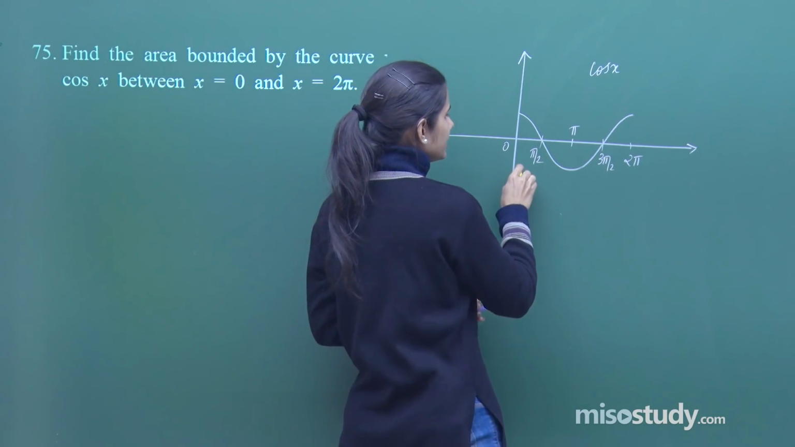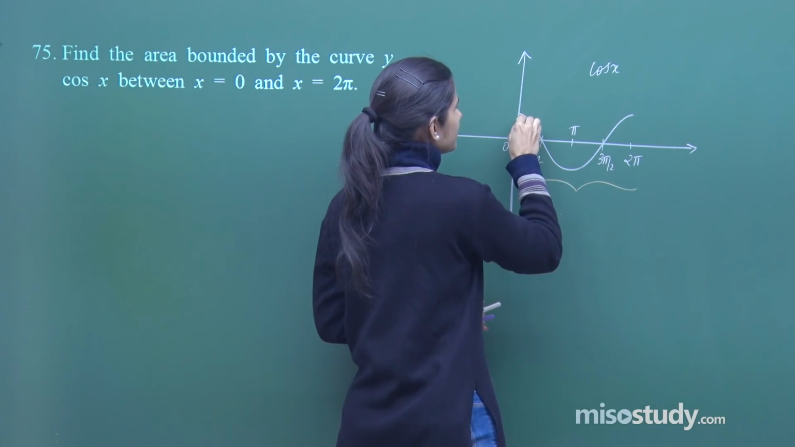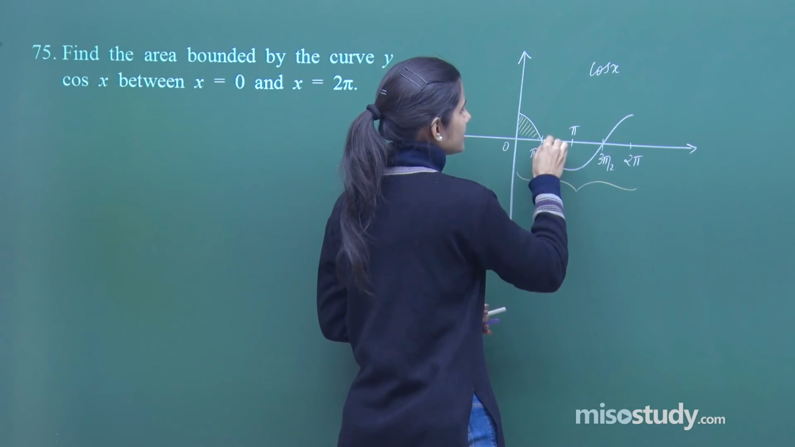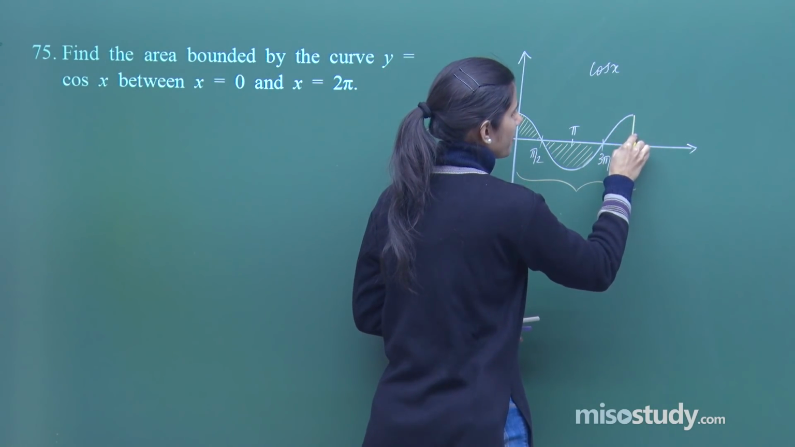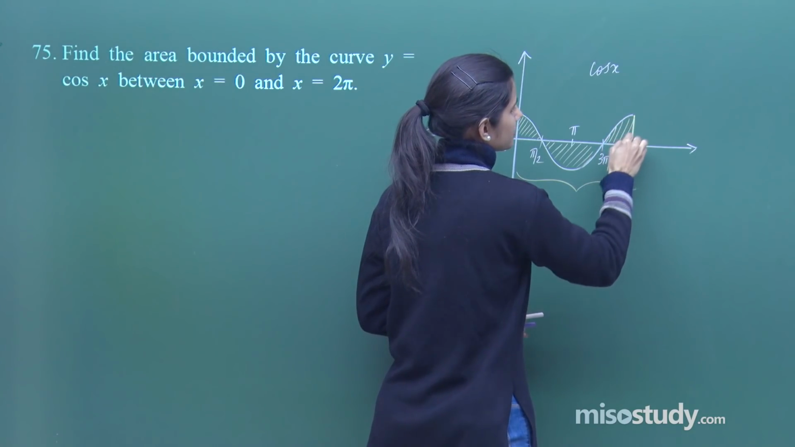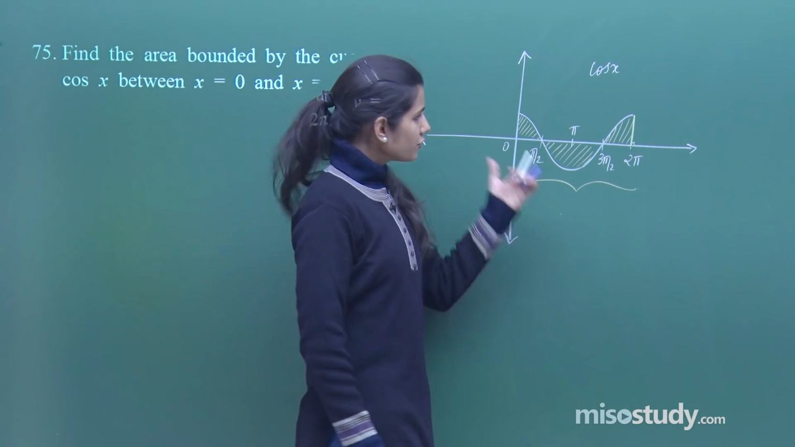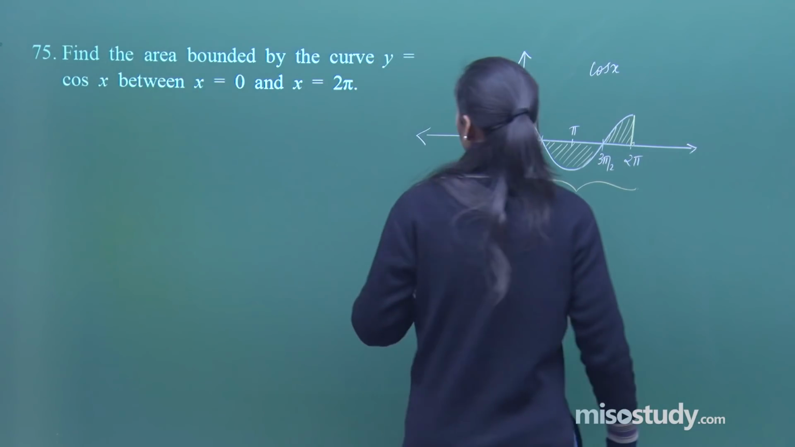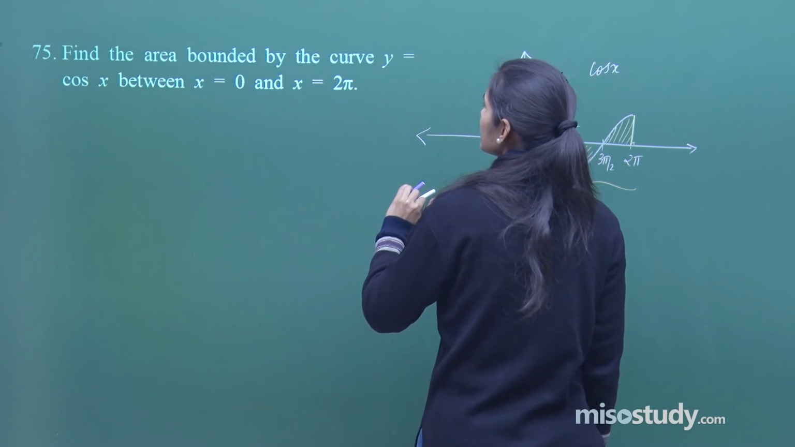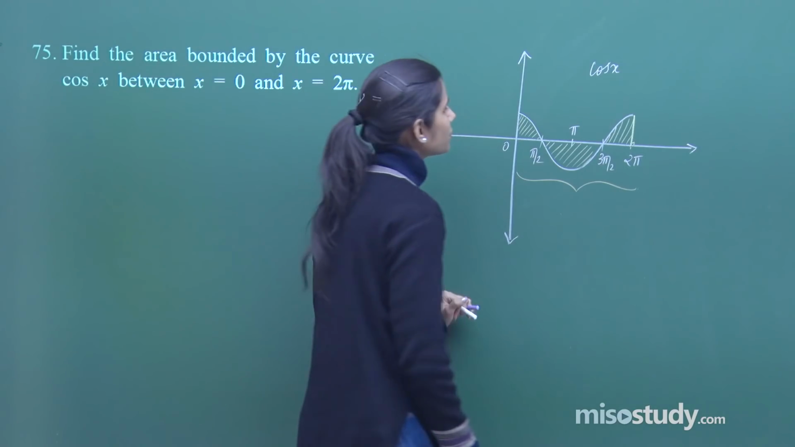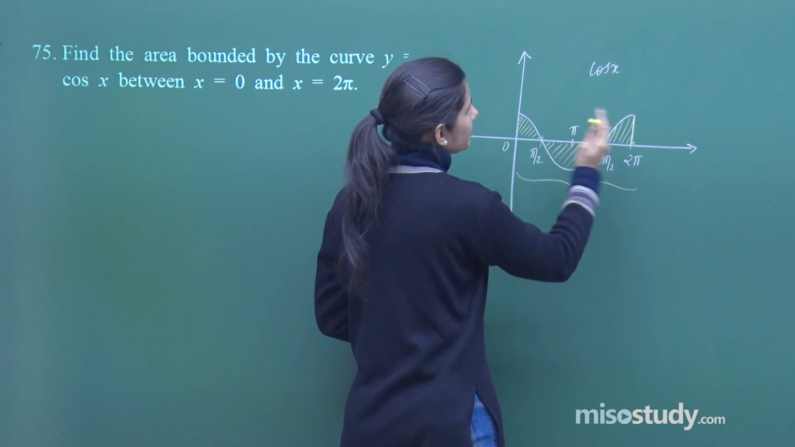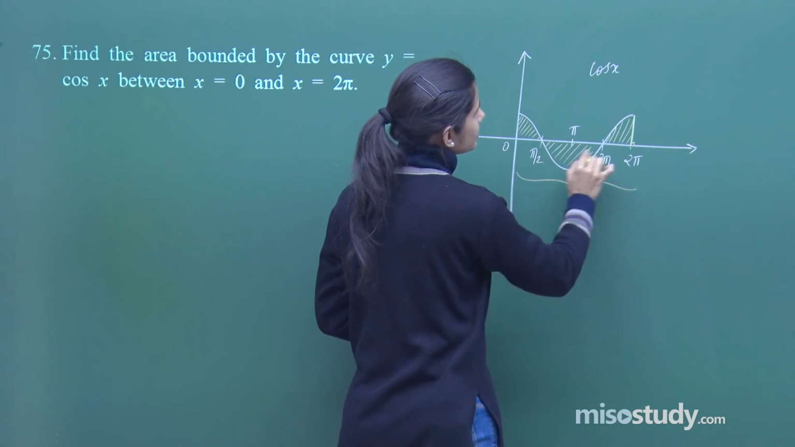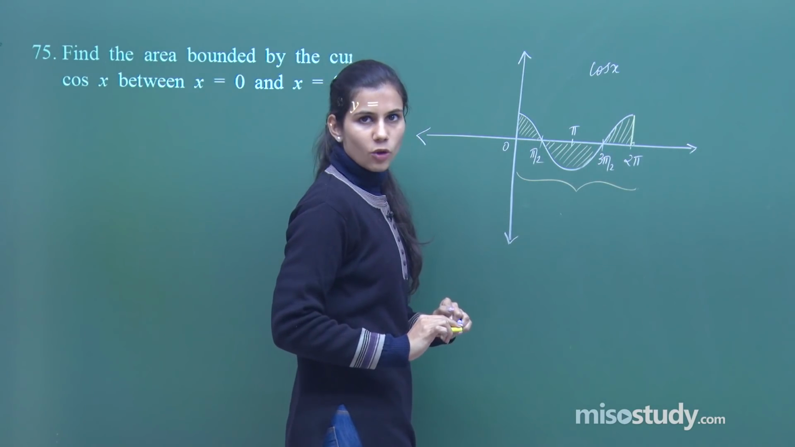So if I wish to integrate from 0 to 2 pi, that means I want to find this, and let's drop a perpendicular, this. I have to find the area of this shaded region because it's written find the area bounded by this curve between x equals 0 and x equals 2 pi. So this is x equals 0, this is x equals 2 pi, this is the area which is bounded by the curve y equals cos x.